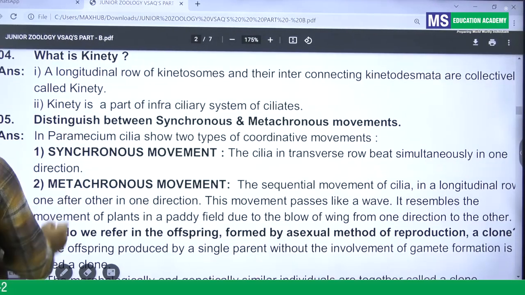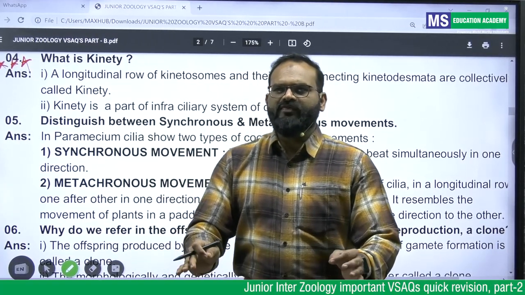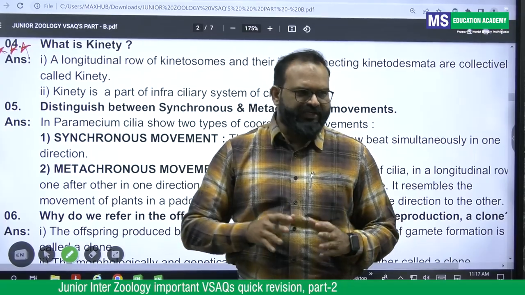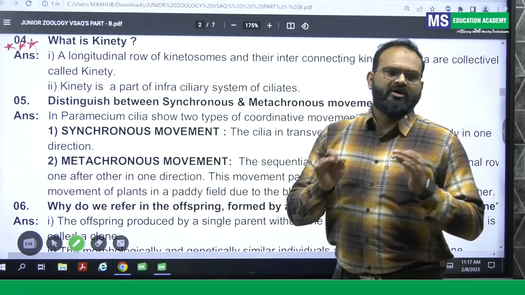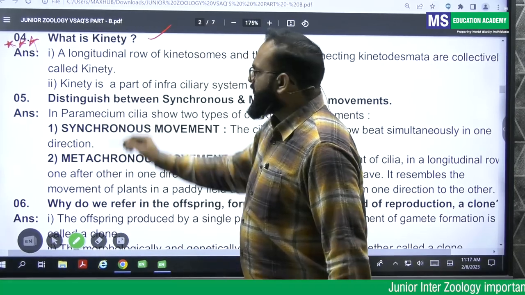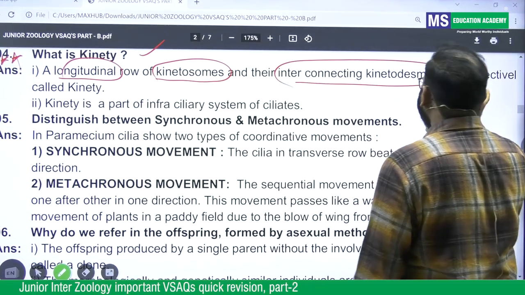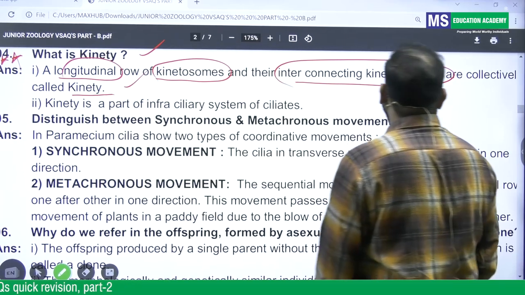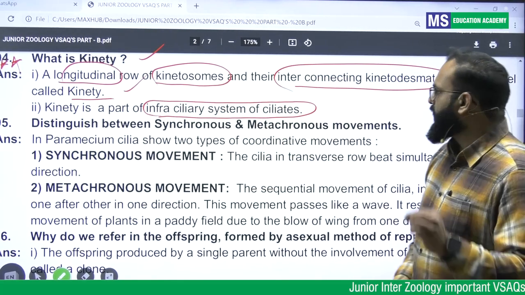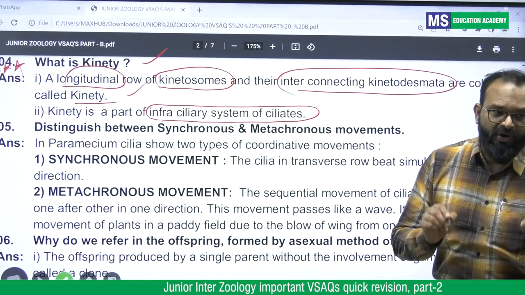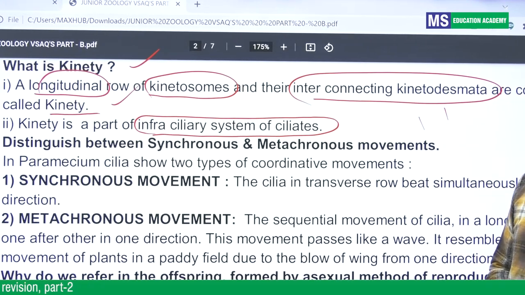Next question. What is kinetic? Again, students, this is FAQ, frequently asked question. Most important question. Make up your mind that this question is going to appear in the upcoming board exam. So what is kinetic? A longitudinal row of kinetosomes and their interconnecting kinetodesmata are called kinetic. Kinetic is a part of the infraciliary system of ciliates. Important point, students, don't forget to write this point. So 1 mark, 1 mark, you'll be getting 2 marks here.